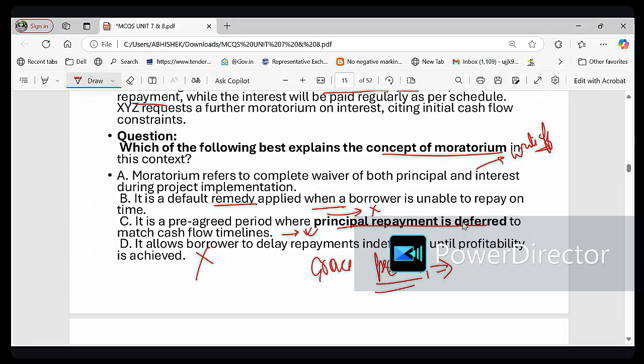Interest is usually payable unless agreed otherwise, right? In some agreements it may be possible that interest is deferred, but in most cases principal is deferred. It is not a default, it is part of the original plan. So remember, principal is deferred to match the cash flow timeline. That is all about the moratorium. I hope that makes sense to you.